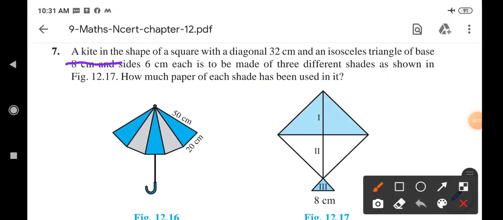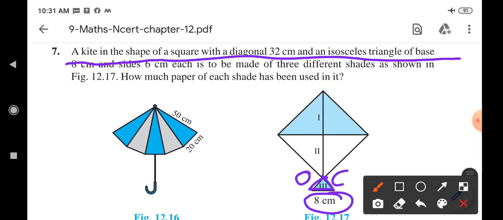You can see that a kite is in the shape of a square with a diagonal of 32 centimeters and an isosceles triangle. This is the isosceles triangle with a base of 8 centimeters, and the remaining two sides are 6 centimeters each. It is given in the question. Now we have to find out.